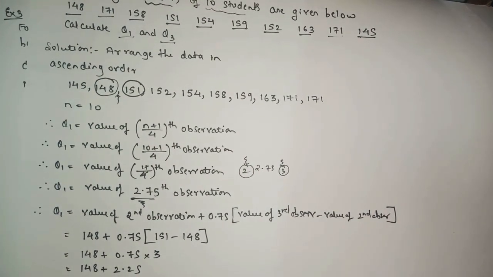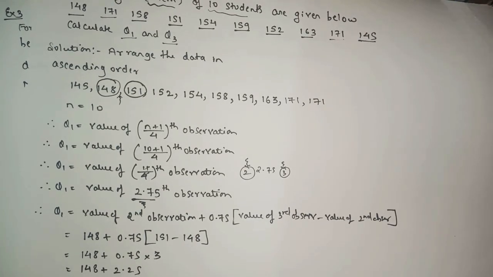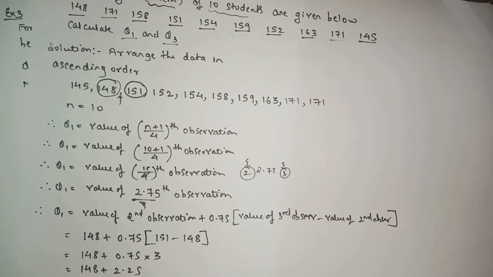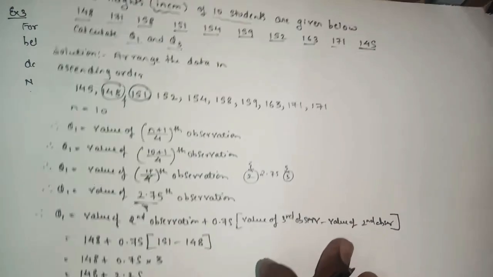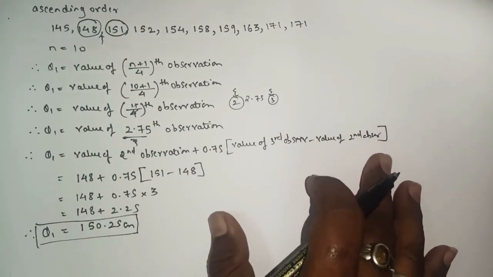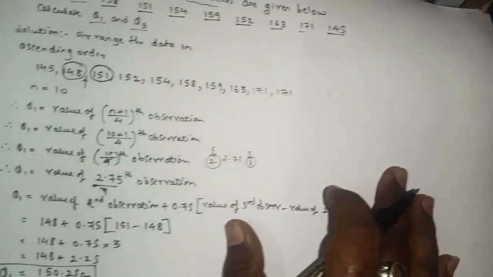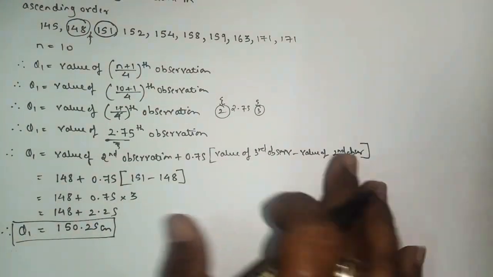So 148 plus 2.25, it will be 150.25. Yes or no? And for this, here you will write the unit because the numbers indicate what? The heights, and height is in centimeters. So for this sum, you will write the unit. If you don't write the unit, you will lose your half mark. Okay.